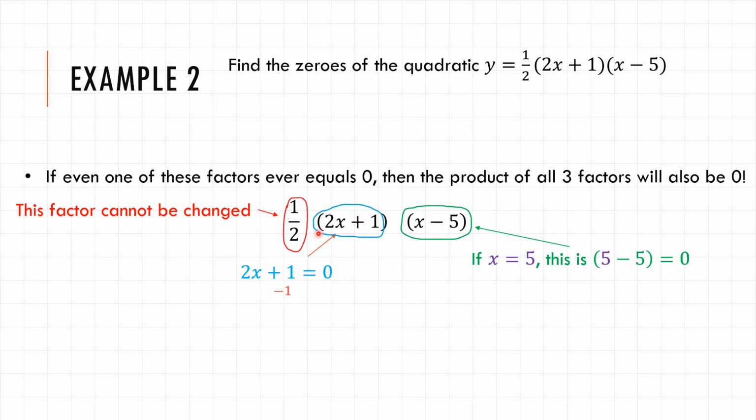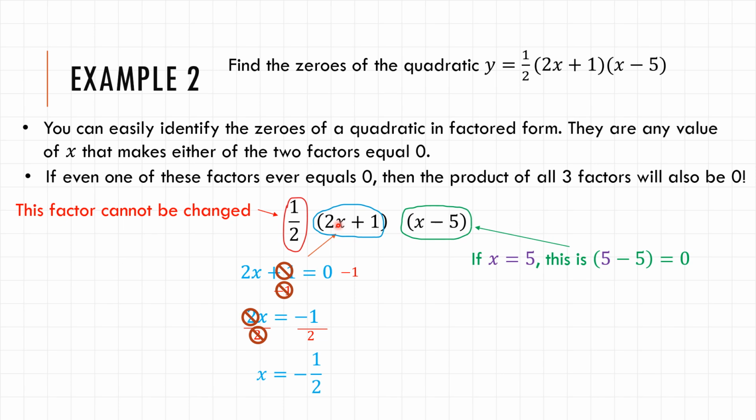Right? So that's this and that I'm solving. I'm going to subtract 1 from both sides. And then I'm going to divide by 2. And I find out that the value of x is negative 1 over 2. Is that true? Can I plug that in here? Can I test that out?